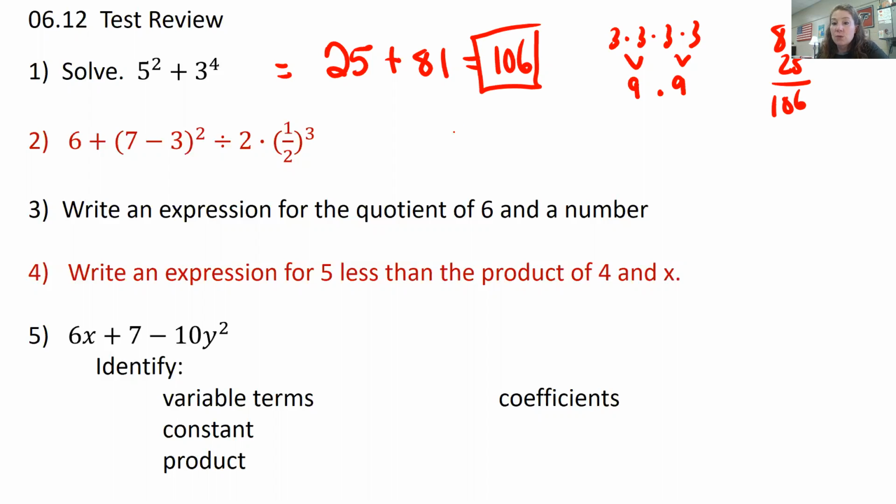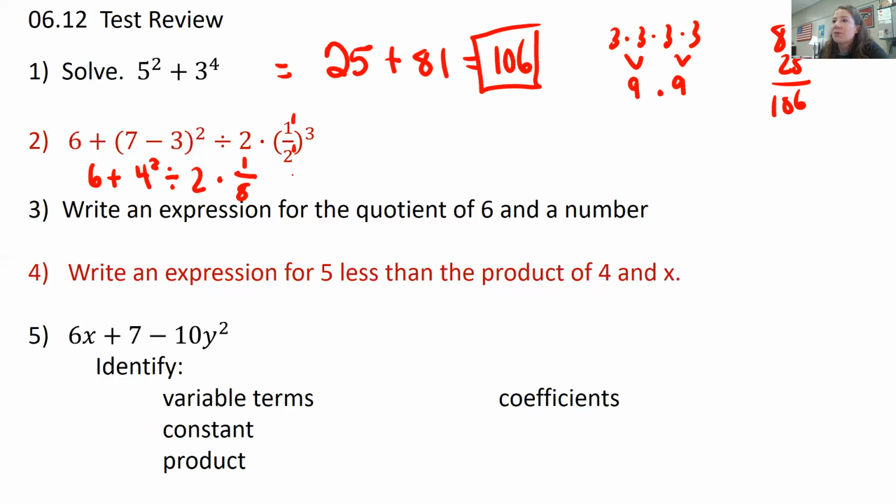Number two, we have to follow order of operations. Order of operations tells us to do what's in parentheses first. So 7 minus 3 is 4. So we're going to write 6 plus 4 squared divided by 2 times. Both of those exponents get multiplied by 3. So we're going to do 1 to the 3rd power. 1 times 1 times 1 is 3. I mean, no, it's not. 1 times 1 times 1 is 1. And then 2 to the 3rd power. 2 times 2 times 2 is 8.